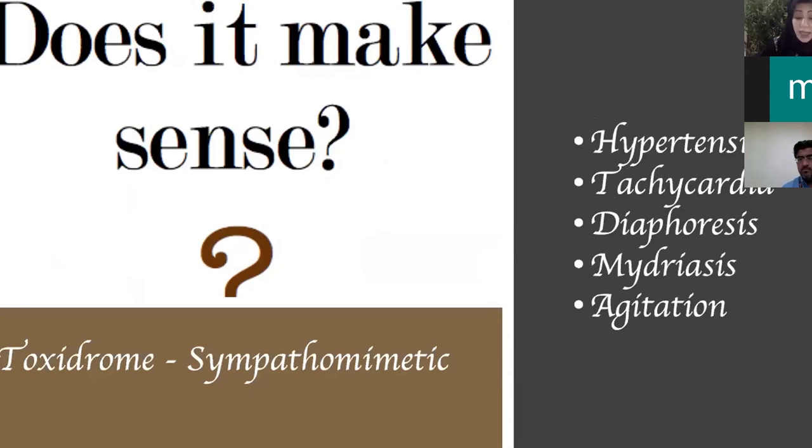Keep in mind, guys, the agitation and the madness and the whole thing, because we have norepinephrine receptors in the brain. It's a neurotransmitter. We have acetylcholine receptors in the brain. And so all of those are not just systemic, they're also central.